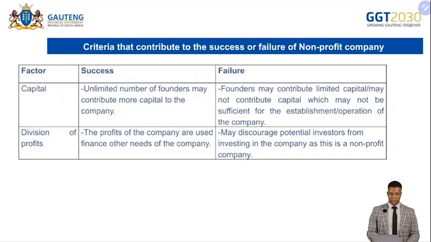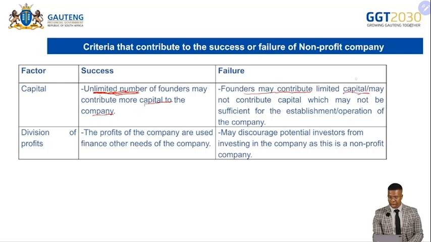Then, capital. The idea is that what makes a non-profit company successful is that an unlimited number of founders may contribute more capital to the company. However, failure is that founders may contribute limited capital. This is because they know that the focus is not only to make profit. So they might contribute limited capital or may not contribute capital, which may not be sufficient for the establishment or operations of the company. And then division of profit.